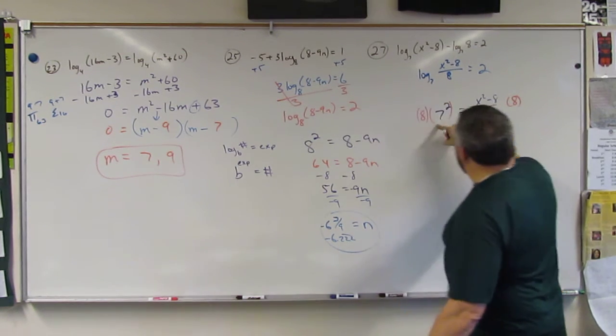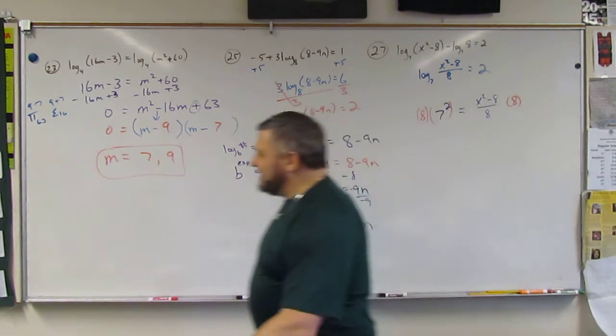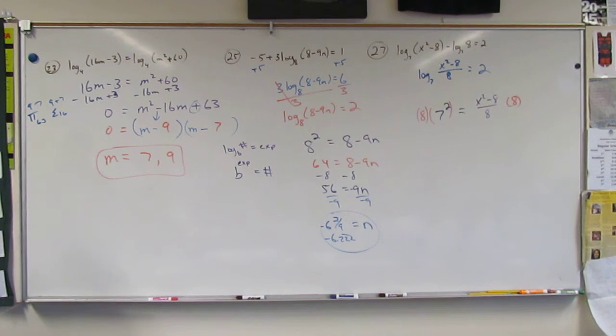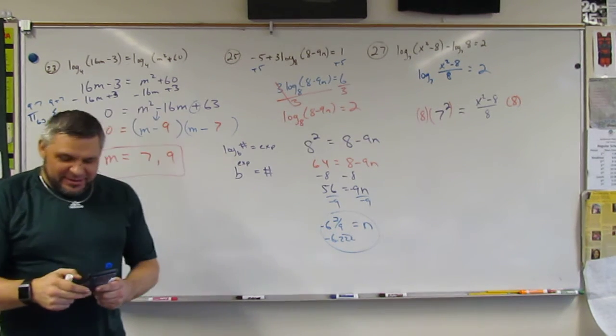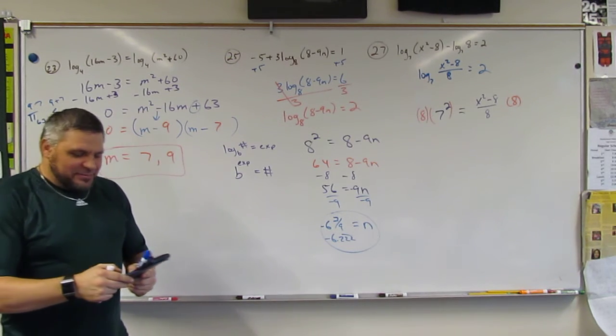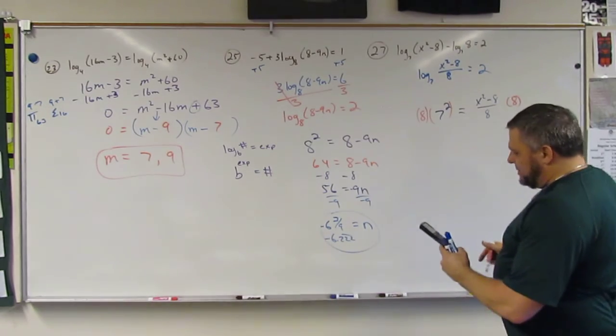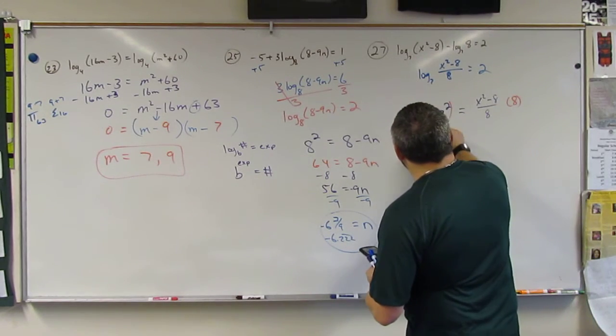So what's 8 times 49? Because you've got 7 squared, right? Let's do 8 times 7 squared. So 49 times 8 is 392.